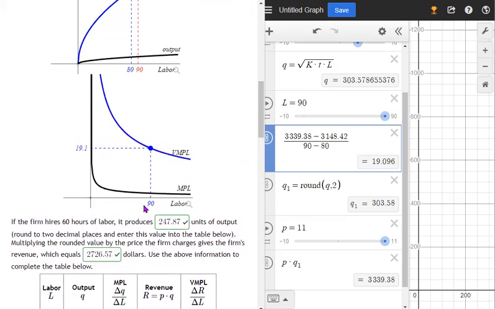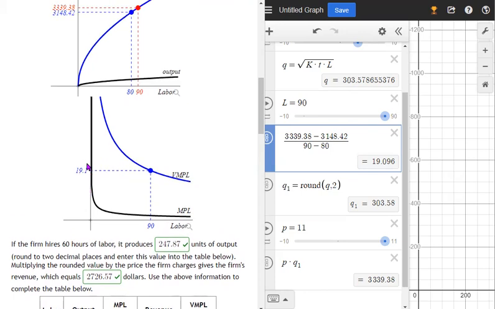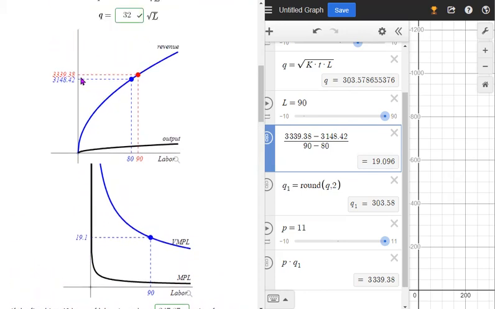So at 90 hours of labor, the value of marginal product is 19.1. The 19.1 is the difference in these two values, the red and the blue value, divided by the difference in these two values. This difference is 10, right? So take this difference divided by basically 10, and we get this 19.1, right? In economics, we're going to think of the 19.1 as the slope on the curve at the red dot, okay?